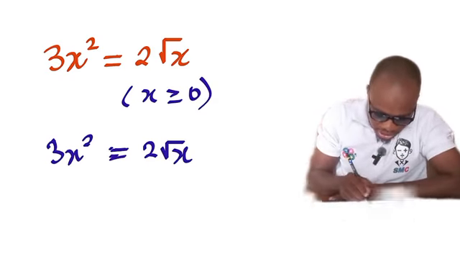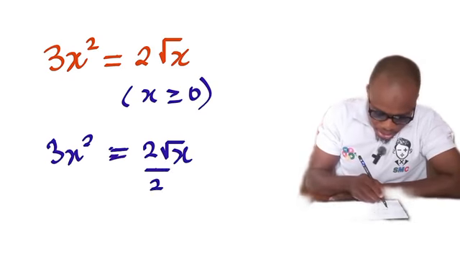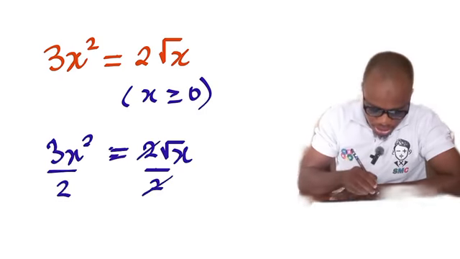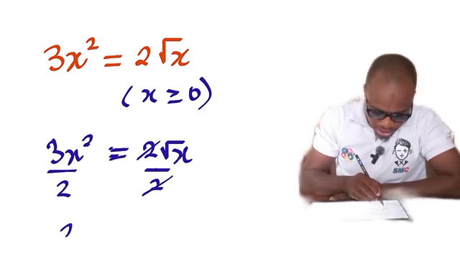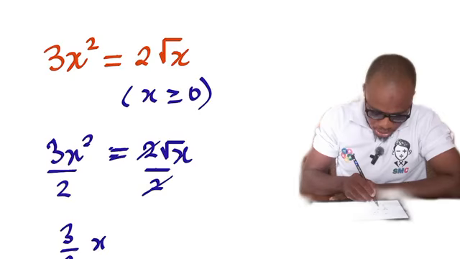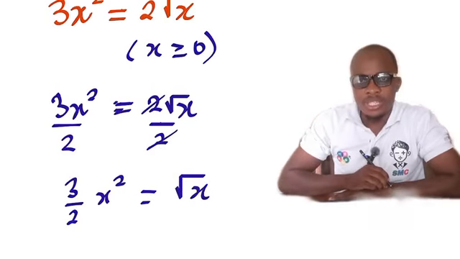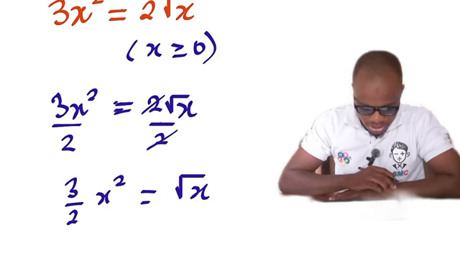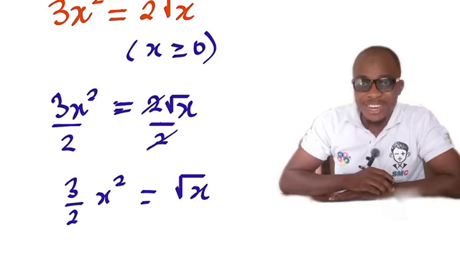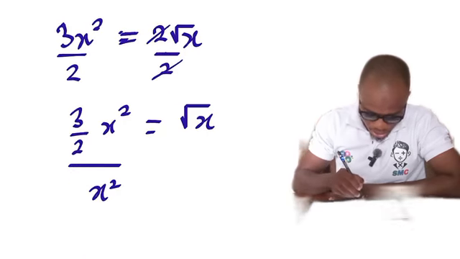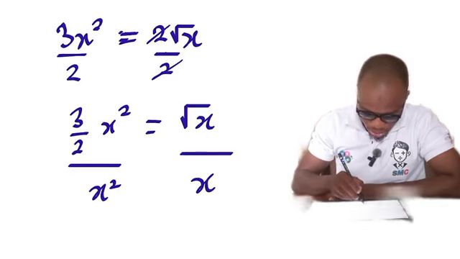So I'm going to divide both sides by 2. We cancel this, and I'm going to have 3 over 2 x squared equals root x. Now the next thing I'm going to do is divide again by x to the power of 2.